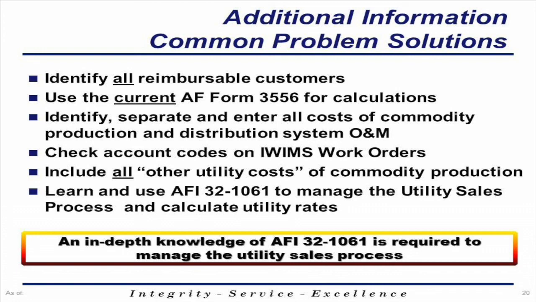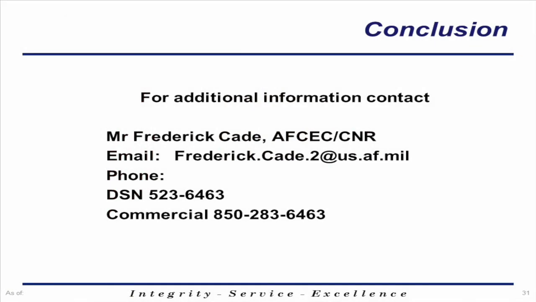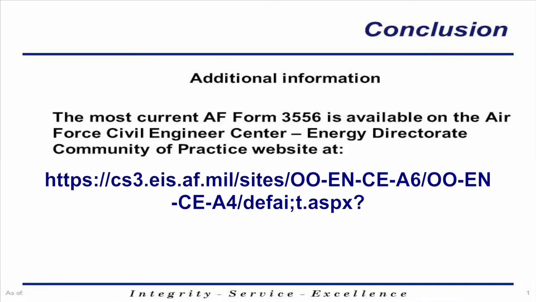And last but not least, learn the AFI 32-1061. It is your friend. This concludes Part 3, Calculating Utility Sales Rates. Additionally, we have two other presentations. Utility Sales Part 1, Executive Overview for Civil Engineering Management, and Utility Sales Part 2, Management Requirements for Operations Engineering and Installation Management flights.